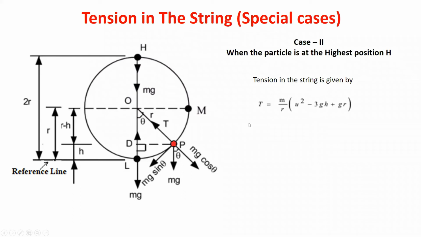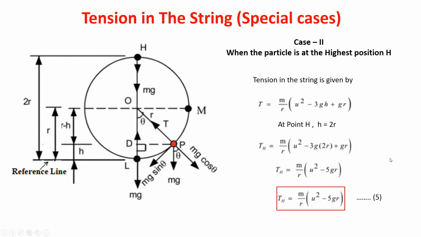So we are writing the equation of tension again. That is m by r bracket u square minus 3gh plus gr bracket. But in case of h, we are going to put h equal to 2r. Substitute that. Th is equal to m by r bracket u square minus 3g bracket 2r plus gr bracket. Simplify it. Th, that is the tension at the topmost point or highest point, is equal to m by r bracket u square minus 5gr bracket complete. Call it equation number 5. I'll suggest you write this in your notebook.